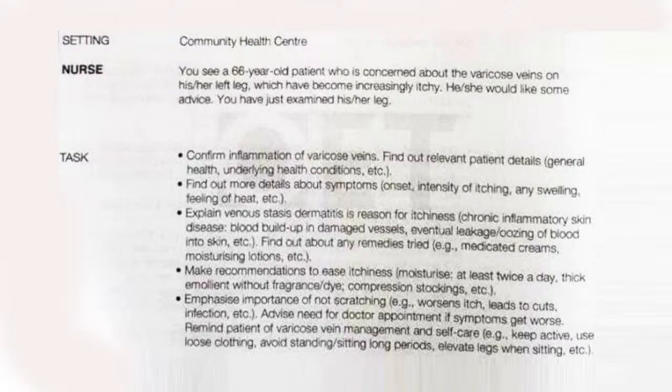Find out any remedies tried. We need to confirm whether they have tried some remedies like medicated creams, lotions, moisturizing lotions, or something. Find out whether they have tried or undergone any remedies.